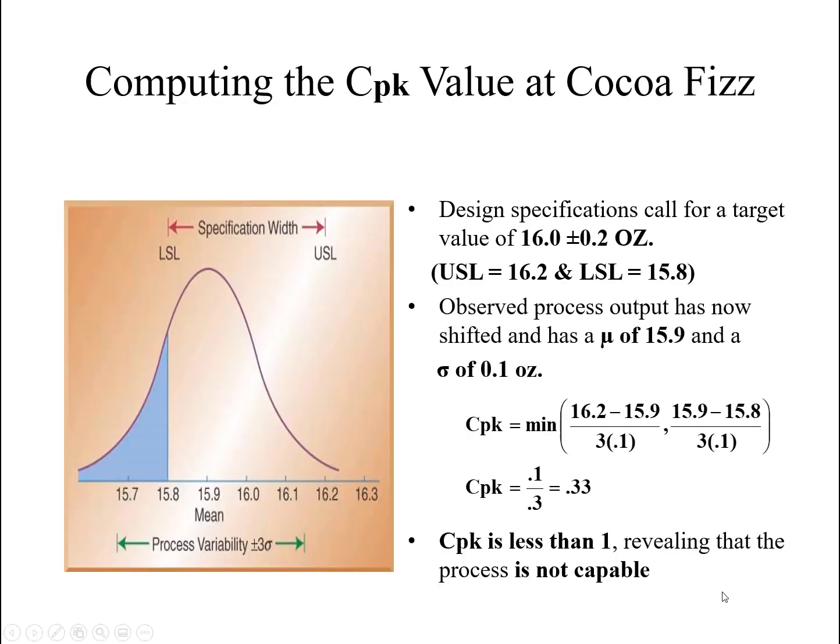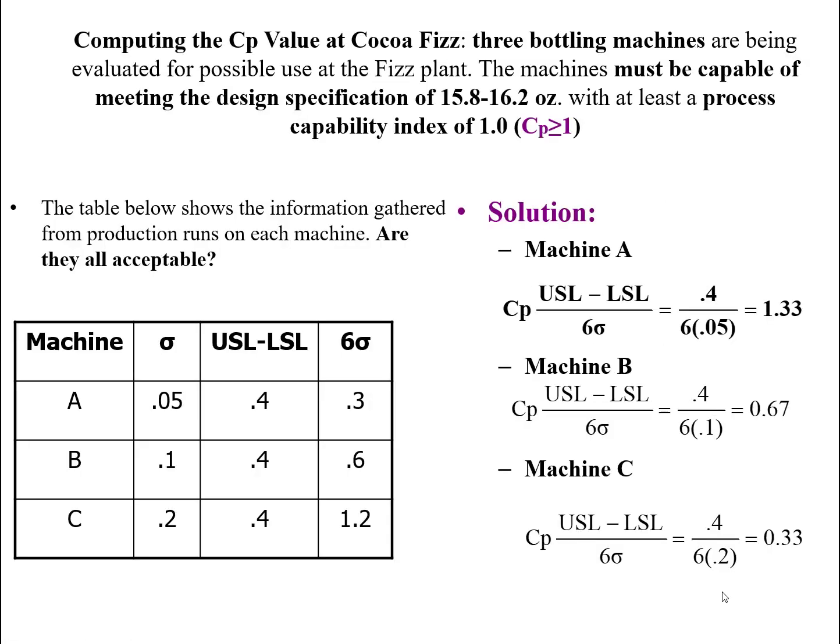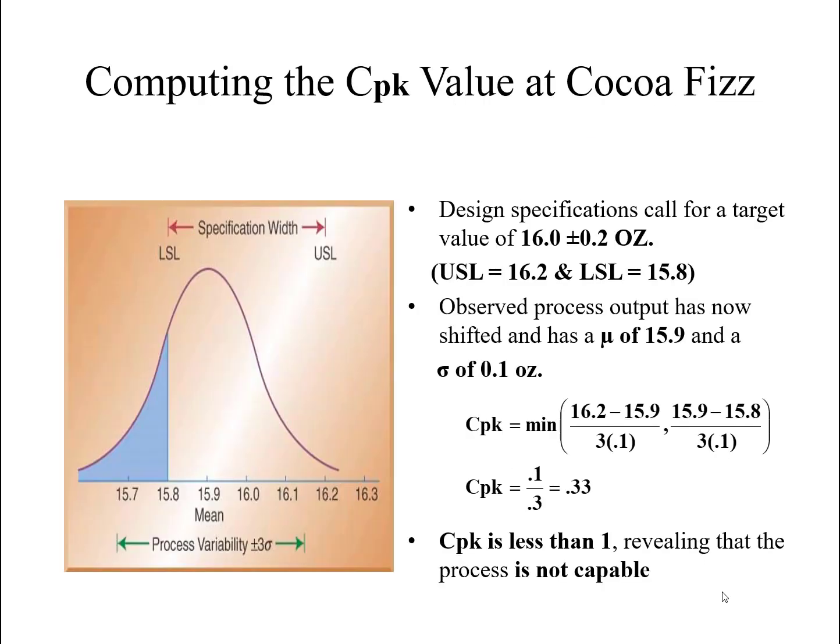Computing the CPK value at Coca Fish. In the last slide, I just calculated CP. Now we want to measure CPK, because CPK, as I already mentioned to you, can never exceed CP, and CP is just an upper bound for CPK. So let me calculate CPK for this one. The CPK design specification calls for a target value of 16 plus minus 0.2 ounce. Plus minus 0.2 means 16 plus 0.2 will be the upper bound and 16 minus 0.2 will be the lower bound, just like I already mentioned.